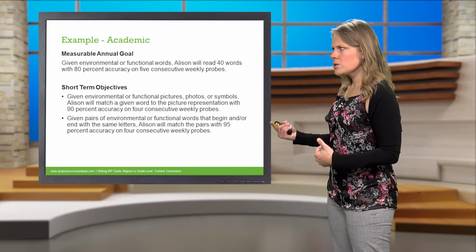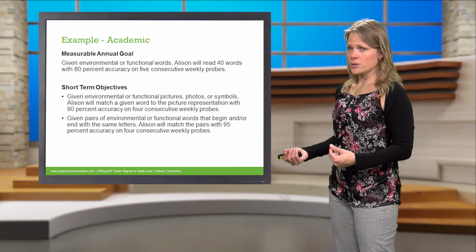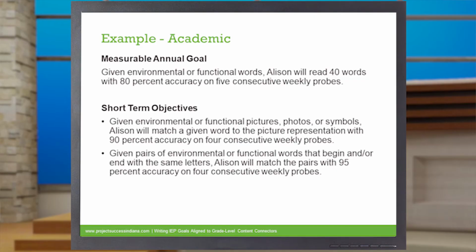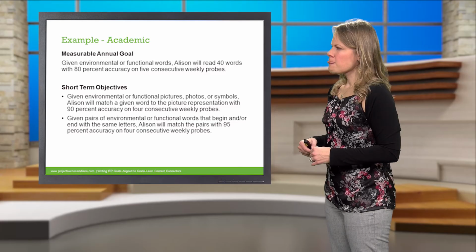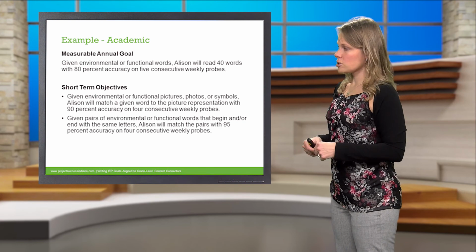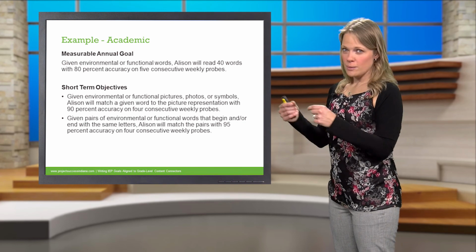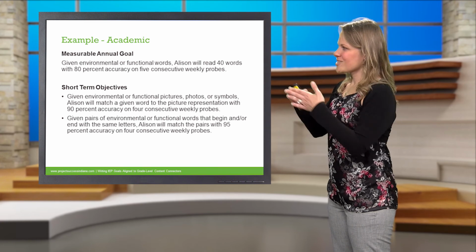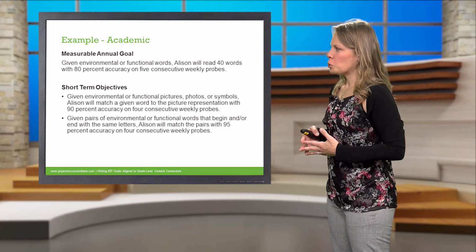Now, in order to be able to read those words with 80% accuracy, what are some of those skills that Allison's going to be needing to do? She's going to be given, in this first objective, environmental or functional pictures, photos, or symbols, and then match those to a given word with 90% accuracy. So that's a skill that isn't exactly reading the words like the goal is targeting, but it's something that's going to lead her to be able to eventually read the words, right? We're working on a skill that will provide access to that ultimate measurable annual goal.